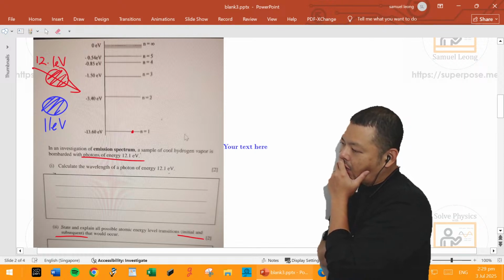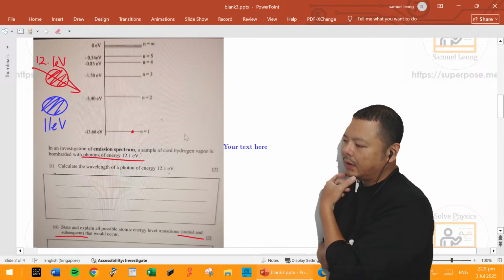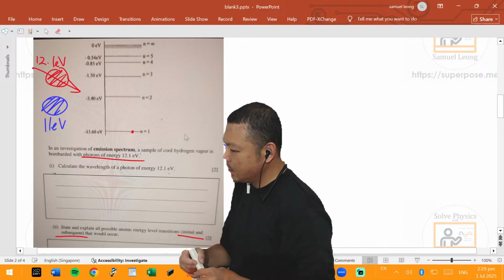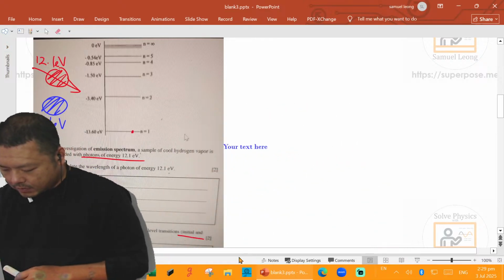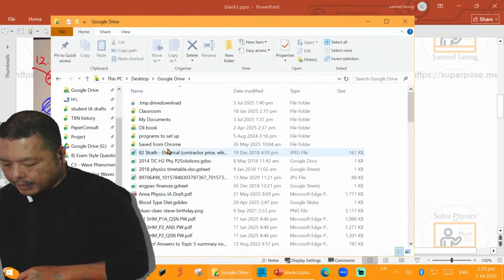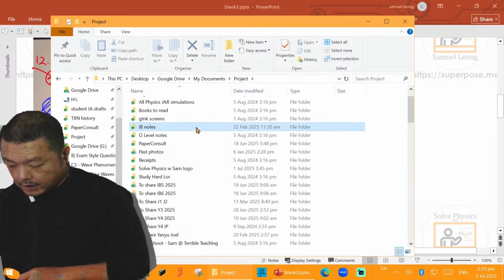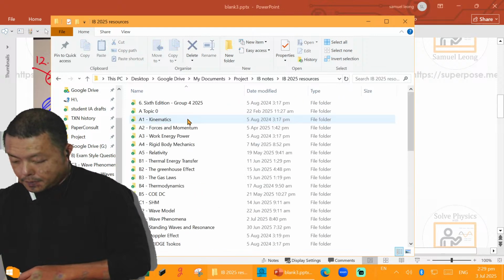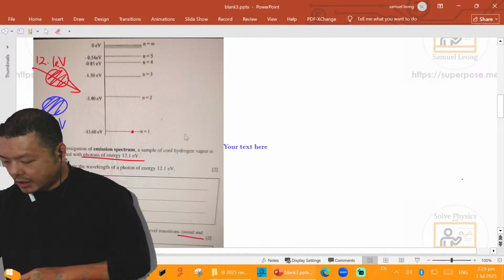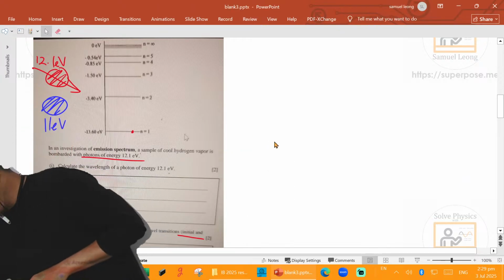Wow. That means you're missing the whole concept of energy levels. Wait, let me just double check. Energy levels is E1, right? This is within your syllabus, right? I also must make sure that you are doing the correct thing. So Chaco, you can confirm that it's within syllabus? Okay, so this is the spectral energy levels.